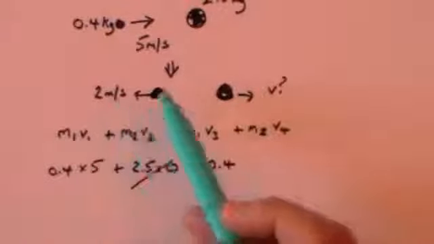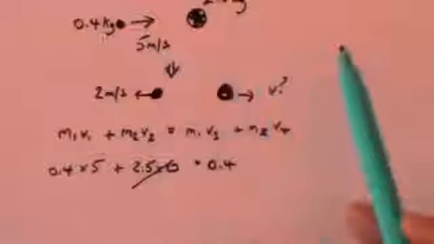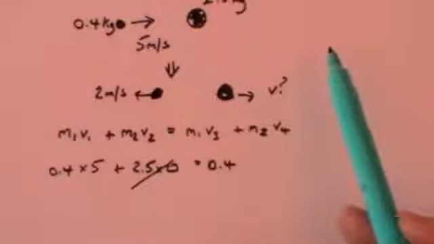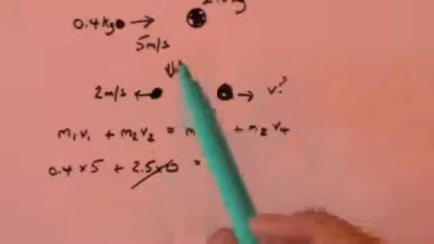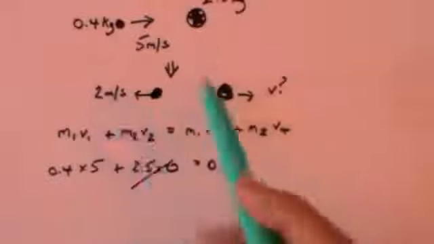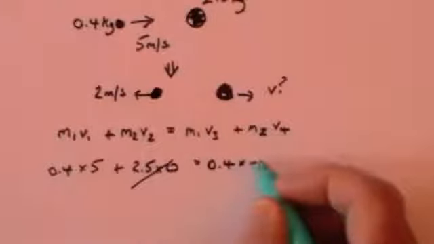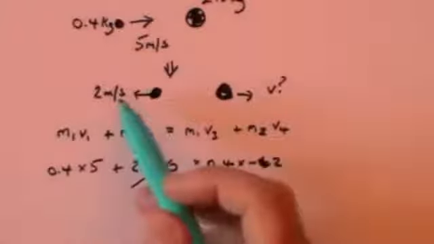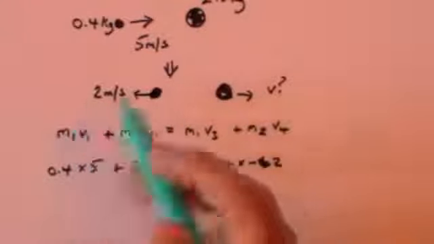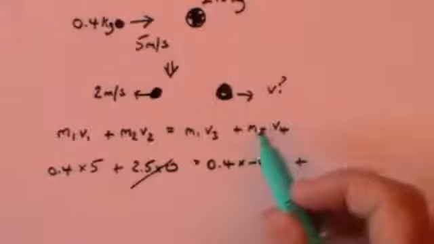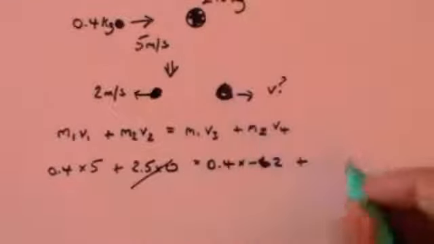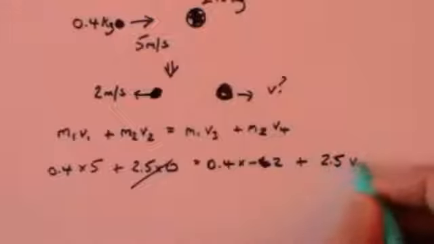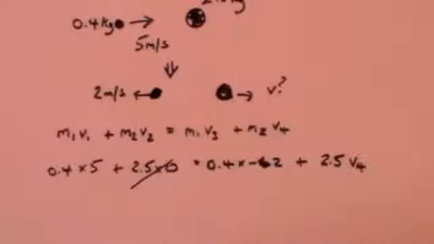after the collision. Well, we're going to use going from left to right as being the positive direction. So if you're moving from right to left, that's the negative direction. So this is times minus 2, because it's travelling at 2 meters per second in the other direction. Plus the mass of the large ball, 2.5 kilograms, times its velocity after the collision, which we're going to call v4, and that's what we don't know.